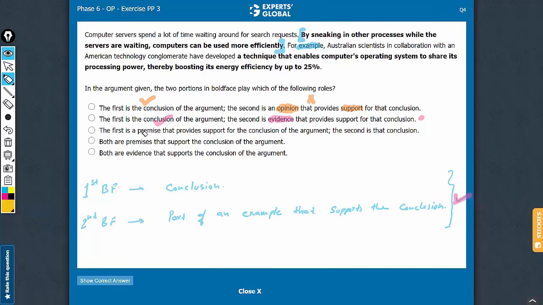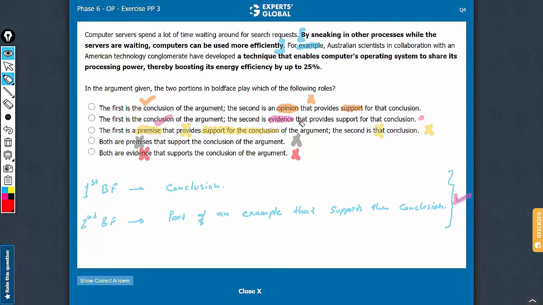Look at choice C now. First is not a premise that provides support for the conclusion. First is the conclusion itself. So this is not right. No, second is not a conclusion. Second is something that provides support or evidence for the conclusion. So C is a bad answer choice. Look at choice D now. No, both cannot be called premise. First is the conclusion, so D is wrong. Similarly, no, both cannot be called evidence because the first boldface is the conclusion.